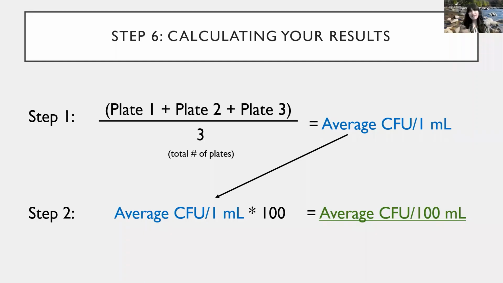But you're gonna basically add up the counts for each of the 3 plates and then divide that number by your total number of plates, which is 3, to get your average. And then because our final result needs to be in average CFUs per 100 milliliters, we need to multiply that average by 100. So that shows you how to do that in step number 2.